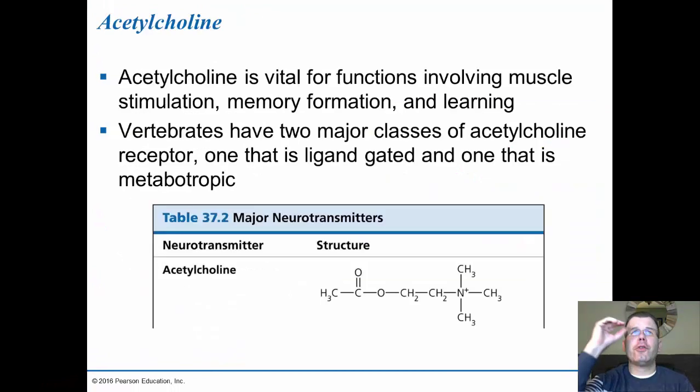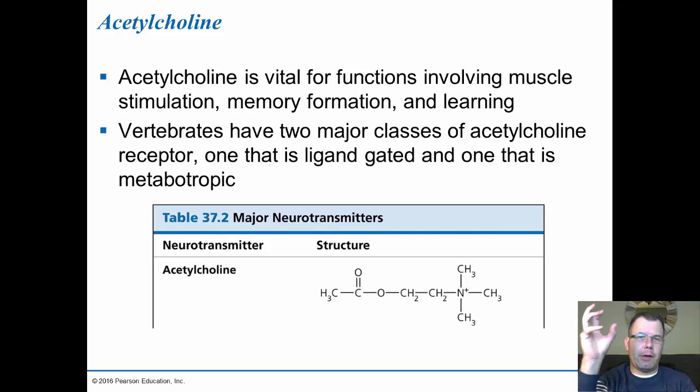Now, like I said, the first one and the most common one is probably acetylcholine. This is for vital functions involving muscle stimulation. Typically, your muscles are stimulated by acetylcholine release. Memory formation in the brain uses acetylcholine, and learning is also dependent on acetylcholine. And there are two major classes of acetylcholine receptors, one that's ligand gated, so again, the gated channel, and then one is metabotropic. And so you have one of each.